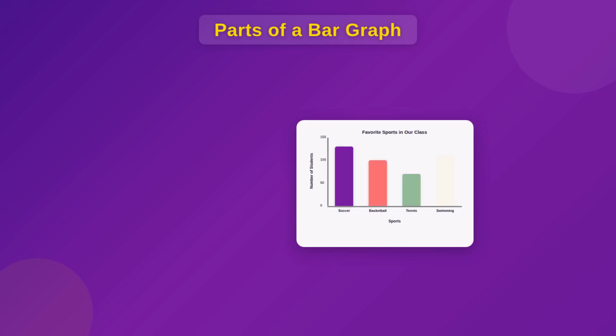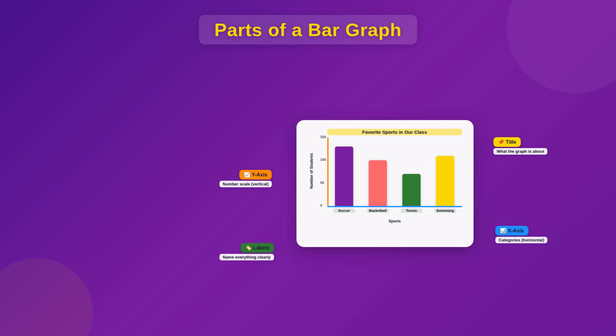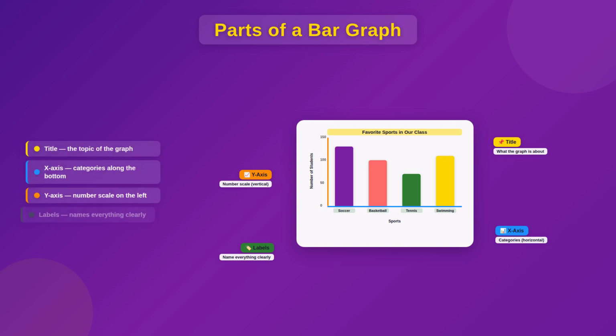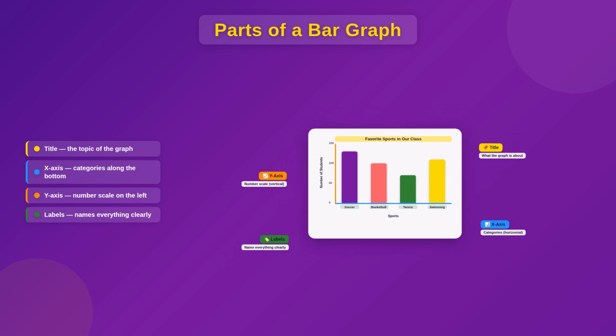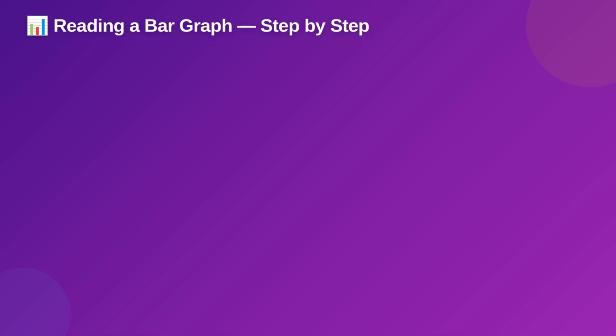Every bar graph has 4 key parts, and knowing them is like having a map. The title tells you what the whole graph is about. The x-axis, that's the horizontal line at the bottom, lists your categories. The y-axis, the vertical line on the left, shows your number scale, and labels name everything clearly. Maya labels her graph Favorite Sports in Our Class. Now her graph is starting to take shape.